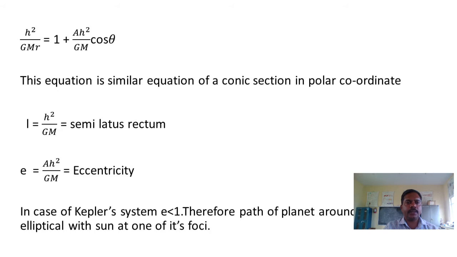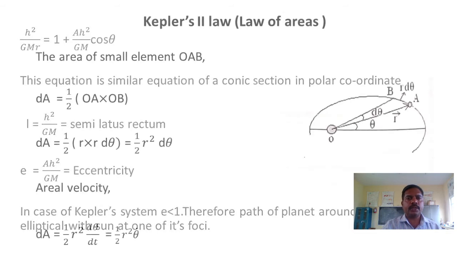So L equals h square by GM, that is the semi-latus rectum. E equals A h square by GM, which gives the eccentricity. So in the case of Kepler's law system, if E is smaller than 1, the path of the planet around the sun will be elliptical with the sun at its focus.